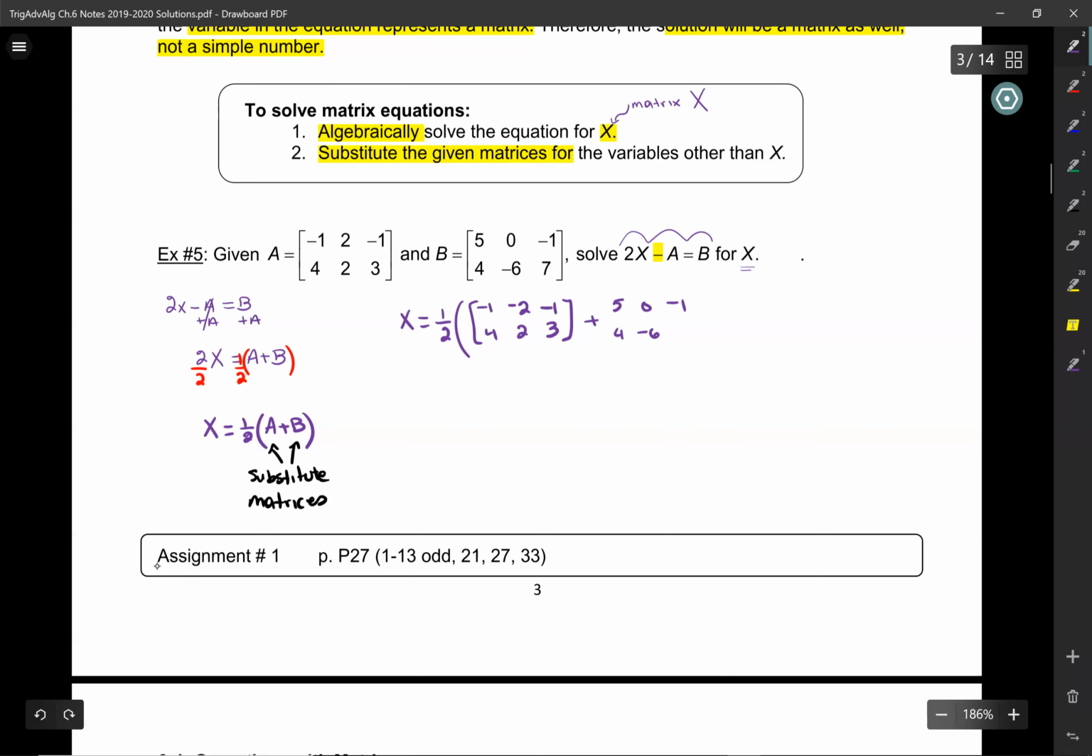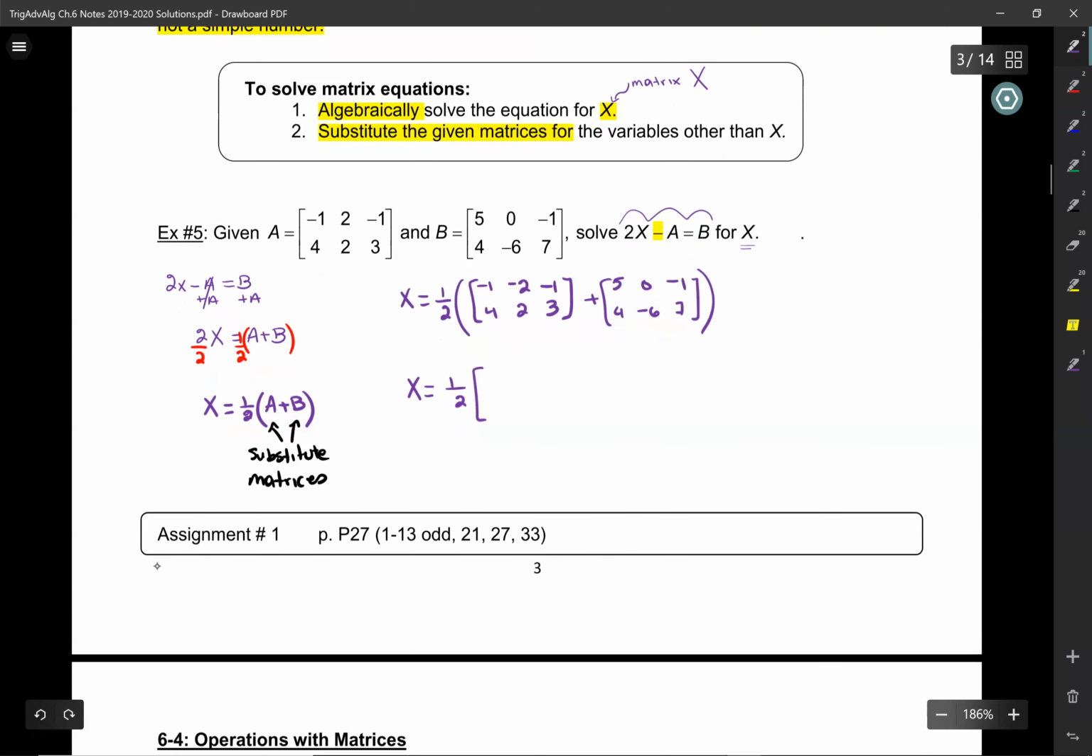Brackets, brackets, close the parentheses. So X is equal to 1/2 times, adding: negative 1 plus 5 is 4, negative 2 plus 0, negative 1 plus negative 1. 4 plus 4 is 8. 2 minus 6 is negative 4. And then we get 10.